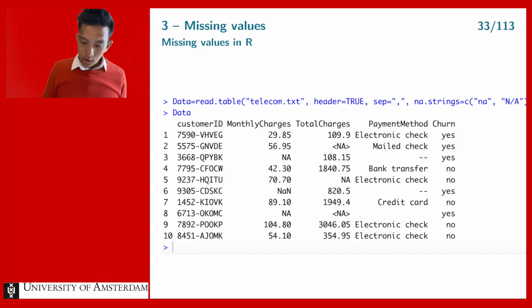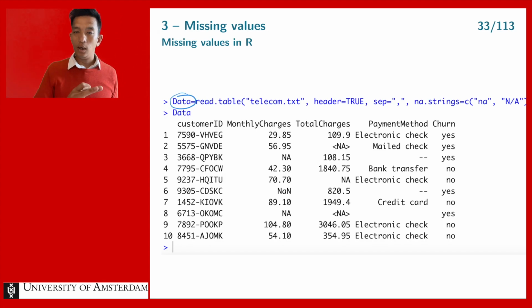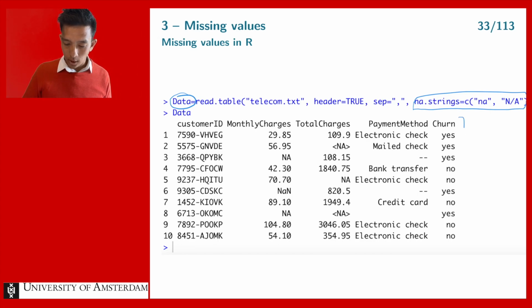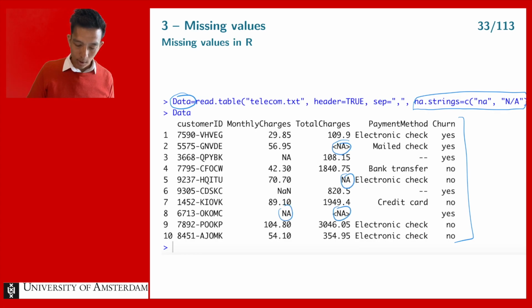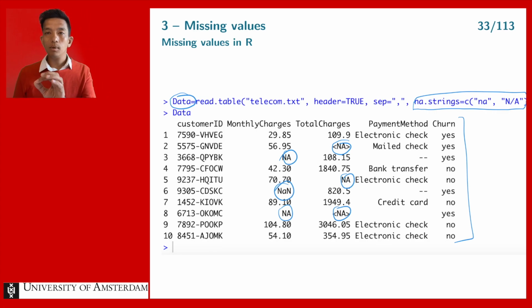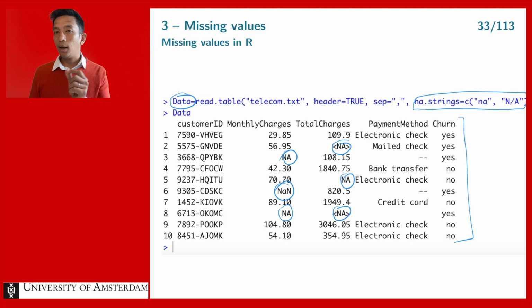So assume we do this: we read the dataset again and store it in data, but now we add these NA strings, so we tell R what the conventions for missing data are. Then if you look into the dataset, you see that here are your missing values, and they are all labeled with NA in capital letters, or with NaN, not a number. So if you now use the is.na function, R should be able to detect these missing values.